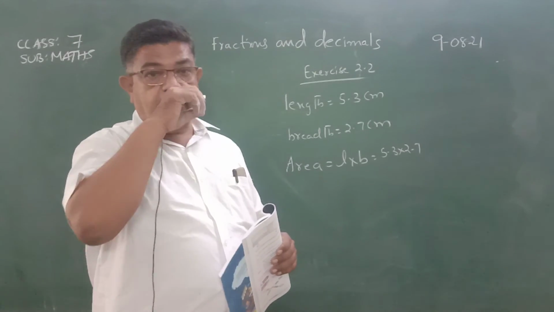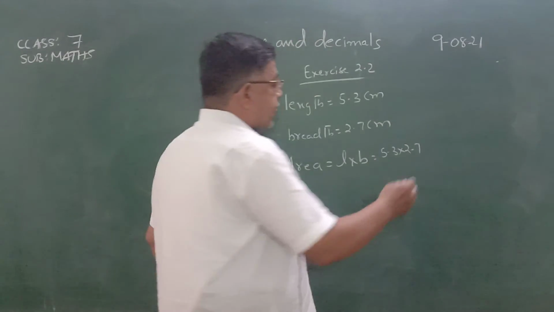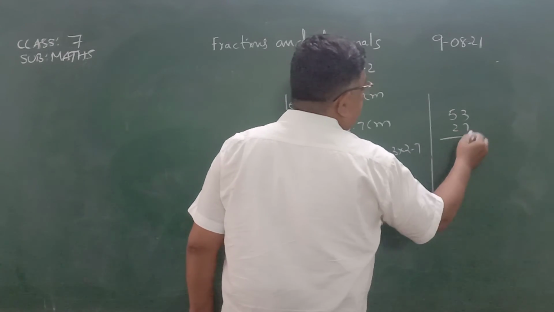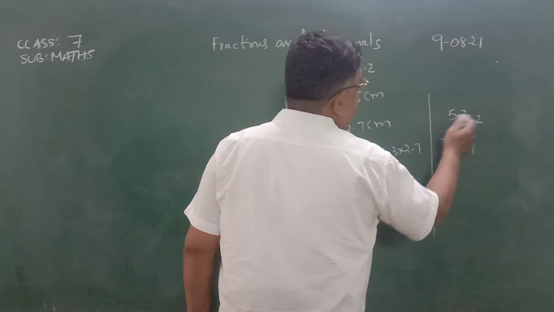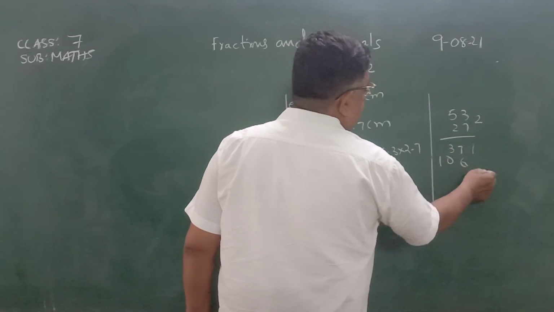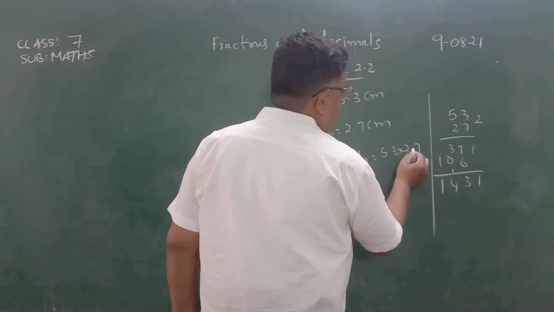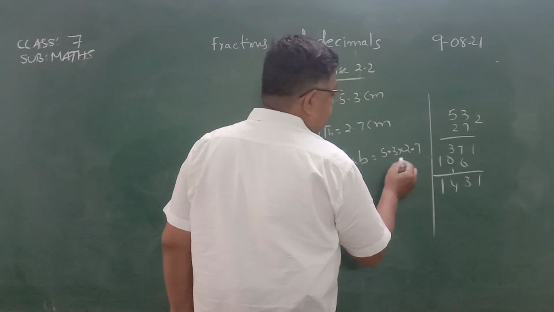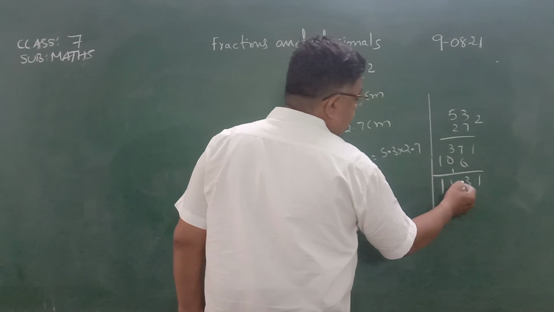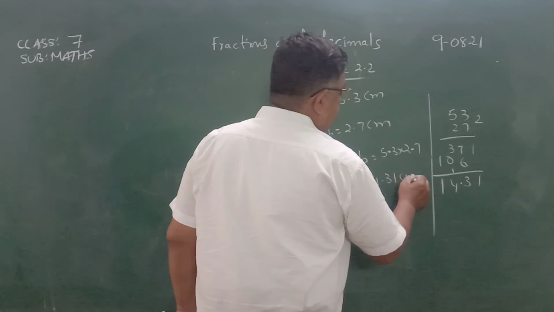How to multiply when decimals are given? We can do the multiplication in rough column. 53 is multiplied by 27. 7 3s are 21. 7 5s are 35 plus 2 is 37. 2 3s are 6. 2 5s are 10. 1 13 4 1. Here there is one decimal place and here there is one decimal place. Totally there are two decimal places. Count from the units place, 1, 2. So the area is 14.31 centimeter square.